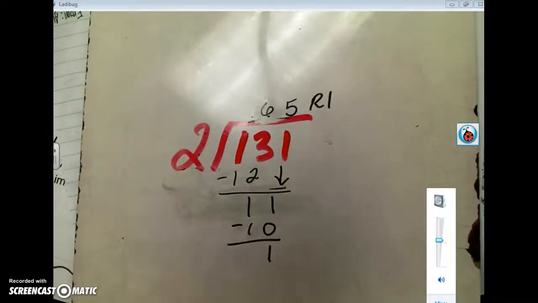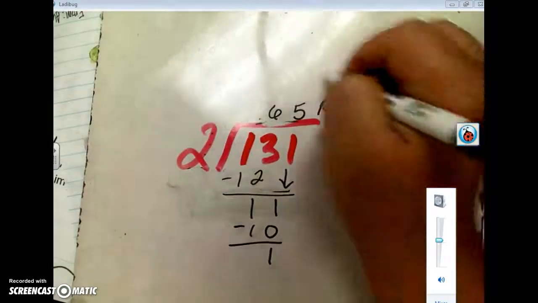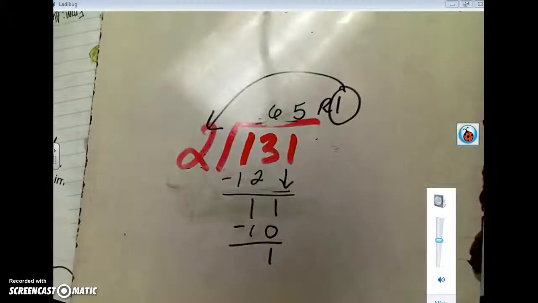It cannot happen. Your remainder can never, ever be larger than your divisor. Okay? So, say that to yourself. The remainder can never be larger than the divisor. Well, at least 2 or 3 people are following along. The remainder can never be larger than the divisor.